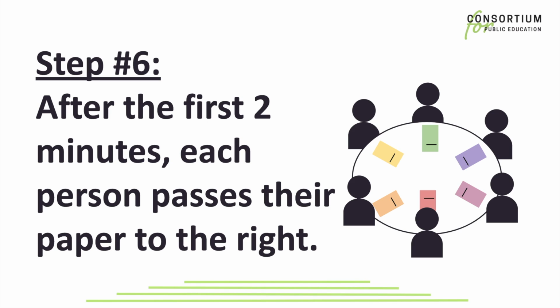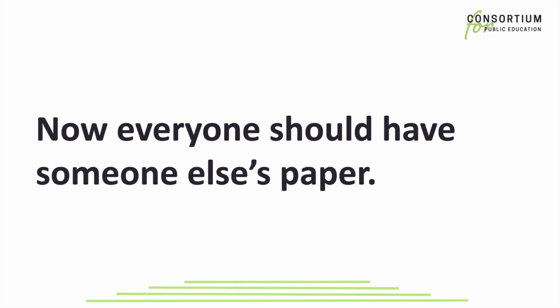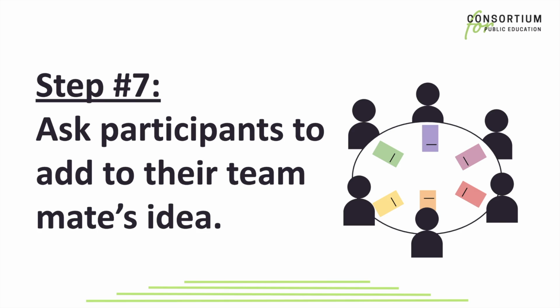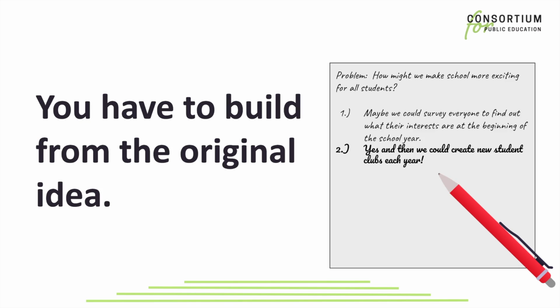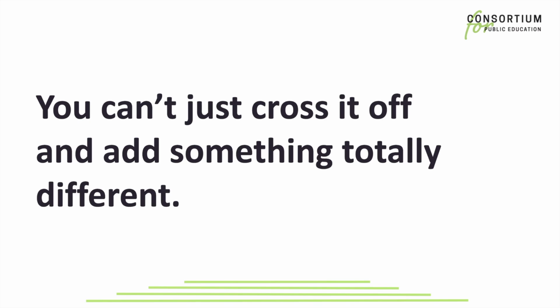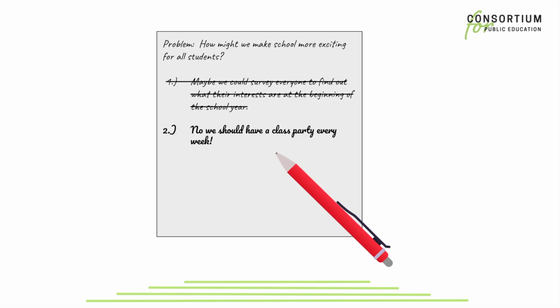After the first 2 minutes, each person passes their paper to the right. Now, everyone should have someone else's paper. So step 7. Ask participants to add to their teammate's idea. This is where the yes and part comes in. You have to build from the original idea, like this example. You can't just cross it off and add something totally different, like this.